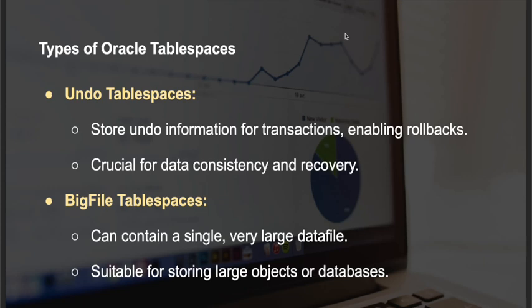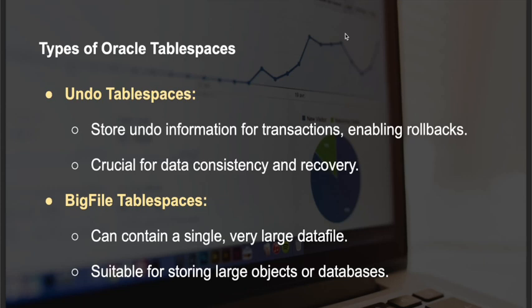Those tablespaces consist of multiple data files. Each data file has a size limitation, as I told you, it is 32 GB, and managing a large number of data files can become complex in normal tablespaces. But Bigfile tablespaces contain a single very large data file. This simplifies management and allows for much larger storage capacities. They are designed to handle very large databases, which are VLDBs.